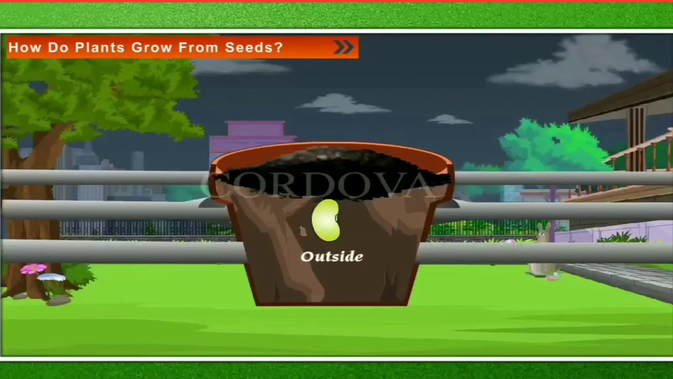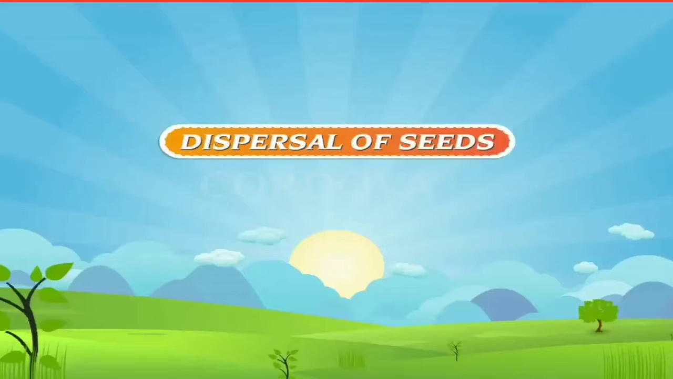When seeds get enough water, air, and sunlight, they grow into new plants. The growth of a baby plant from a seed is called germination. In the beginning of germination, the baby plant or seedling gets its food from the cotyledons.